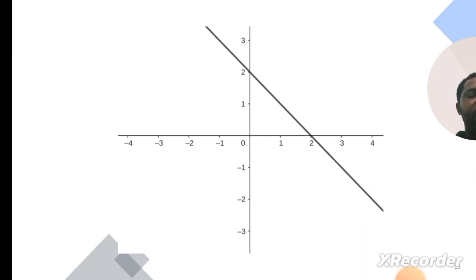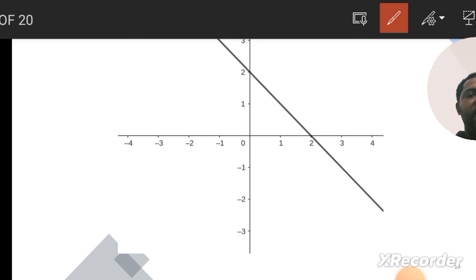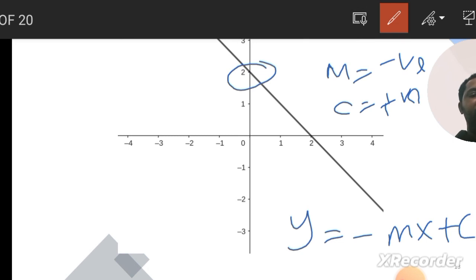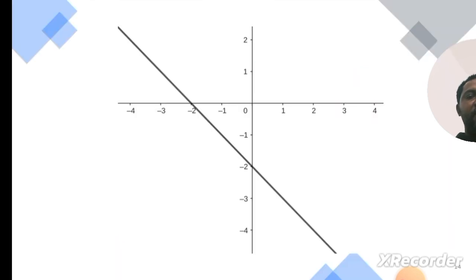Okay, so now look at this. The same thing. It has negative slope. Slope is negative, and that's because it is stepping down from left to right. So we can say that m here is negative, but we can also see that your c is positive because the graph is touching the positive y-axis. So we can say that this graph is y equal to negative mx plus c. That means negative slope and positive intercept. Okay, now that leads us to the next one.